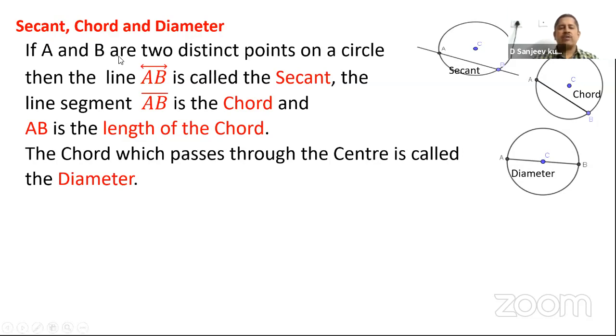So if A and B are 2 distinct points on a circle, then the line AB is called a secant. The line segment AB is called a chord, and the chord which passes through the center is called the diameter. You can say simply the line AB as the length of the chord or the length of the diameter, depending on what you require. If you put a bar, it is always a line or line segment.